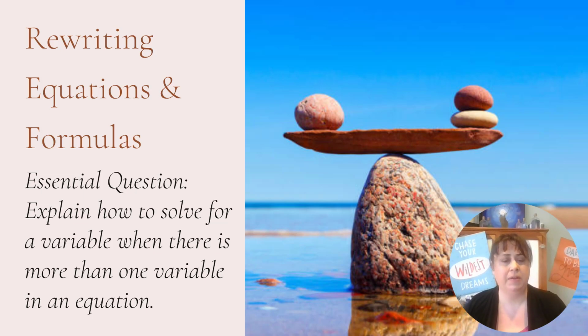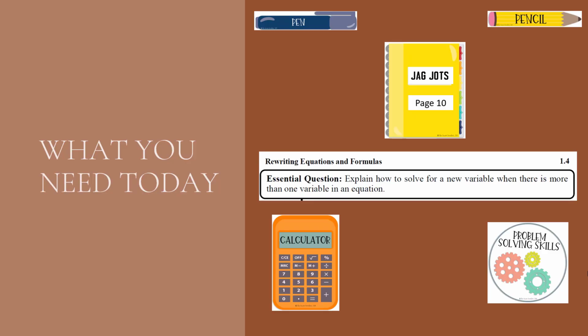So let's look at what we need today to get started. We need a pen or a pencil, our Jaguar Jot starting on page 10. It should say 1.4 Rewriting Equations and Formulas at the top. Our essential question: explain how to solve for a new variable when there is more than one variable in an equation. A calculator that is standalone or on our computer or on a phone, and our problem solving skills.